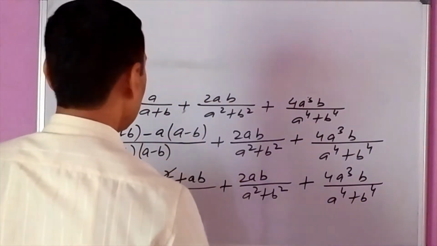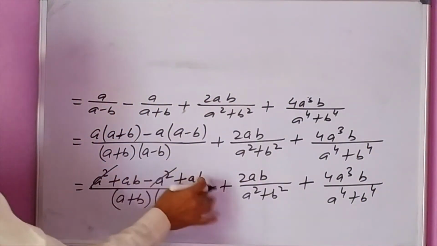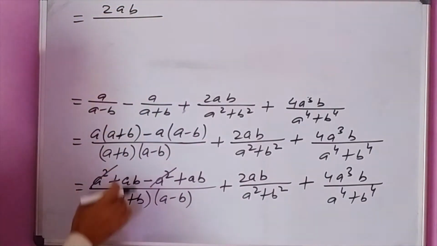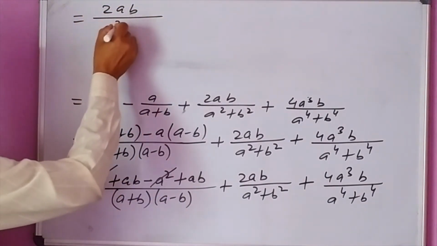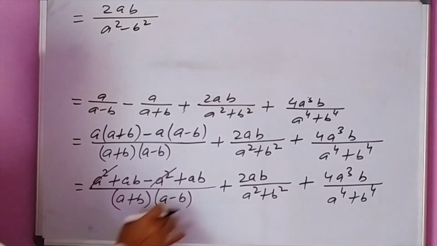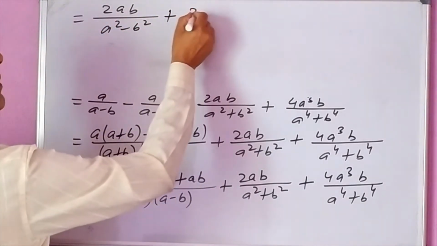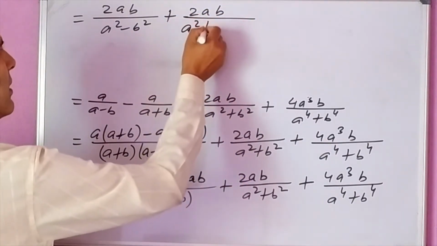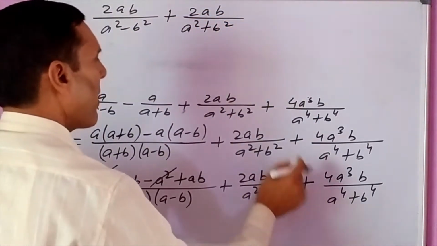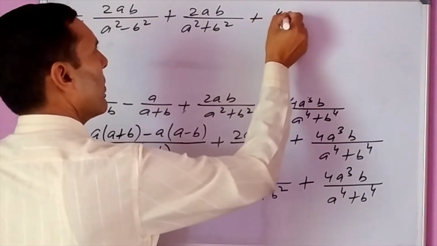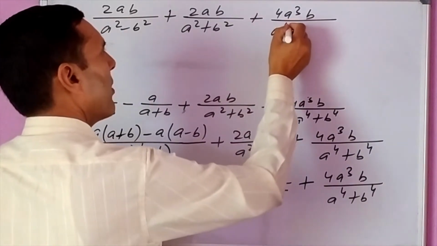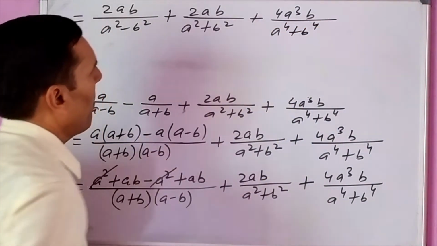I'm writing here on the top. So ab plus ab is 2ab upon a plus b, a minus b. We can write a square minus b square for this, and this plus 2ab upon a square plus b square plus 4a cube b upon a power 4 plus b power 4.